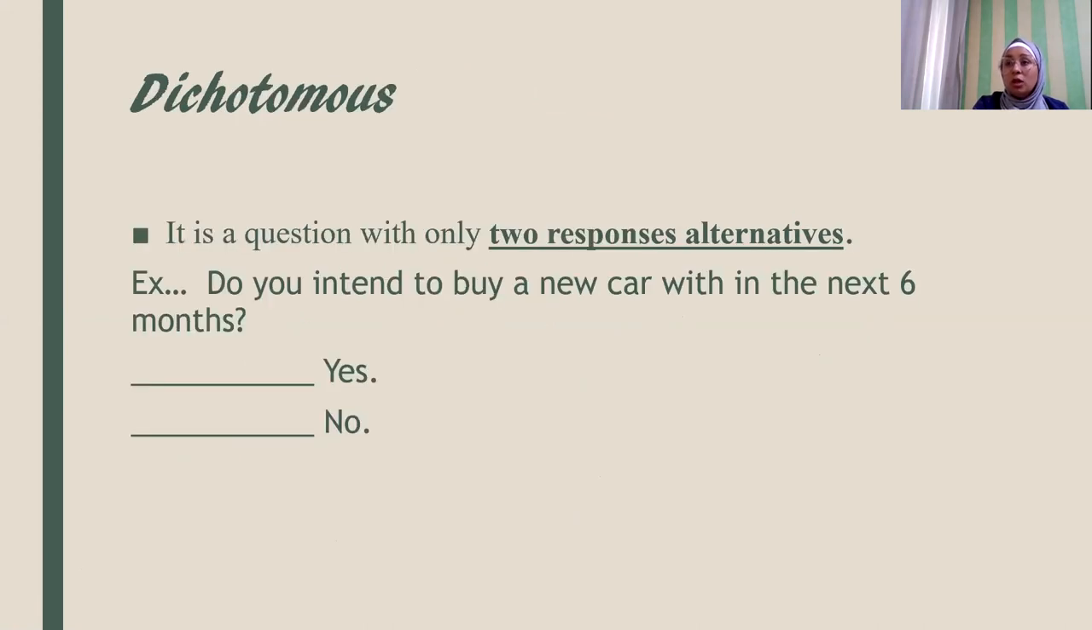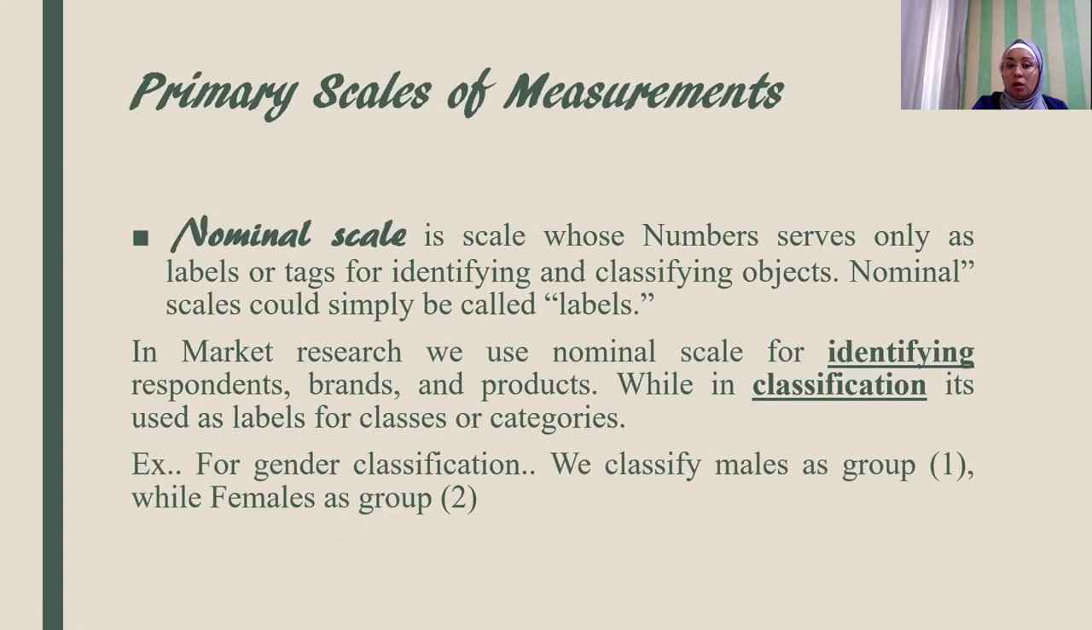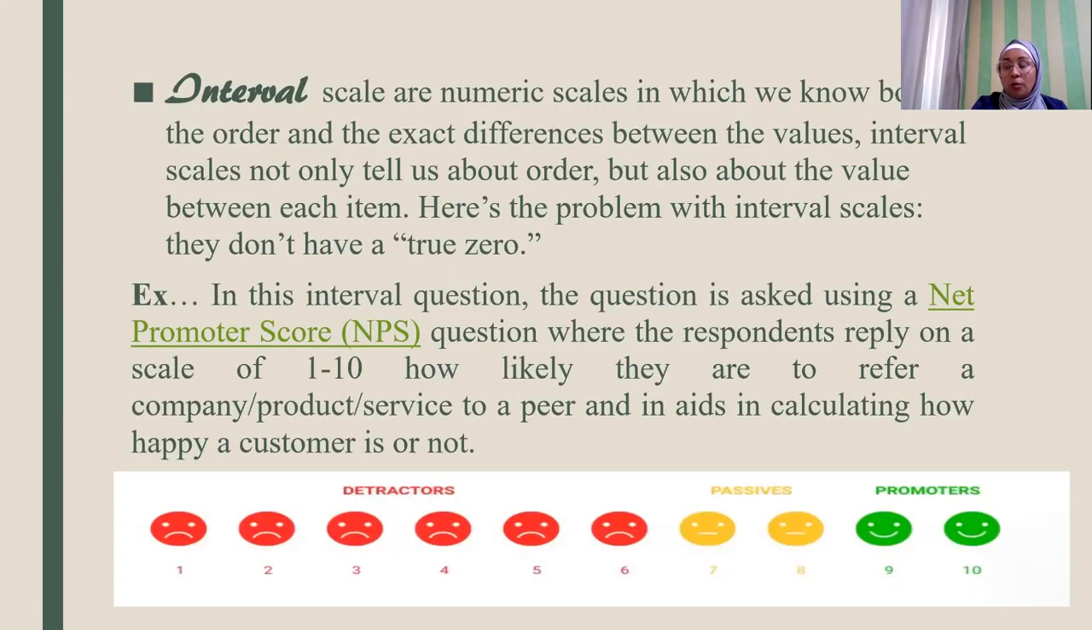Then we talked about the dichotomous. The dichotomous is about two response alternatives. You have to choose either this one or this one. Then we talked about what we mean by scale and the four scales of measurement. We talked about the nominal, the ordinal, and then the interval.